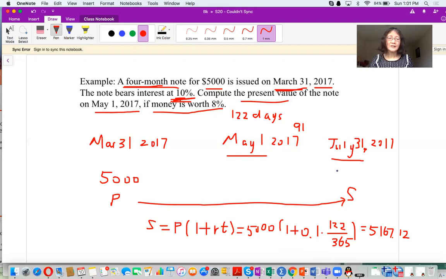Now the question asks, compute the present value of the note on May 1st, 2017. So May 1st is here. We are going to compute the present value. We call this one maybe P2. So what is the money here? When you have S, what is the equivalent of money here? So that is our question.